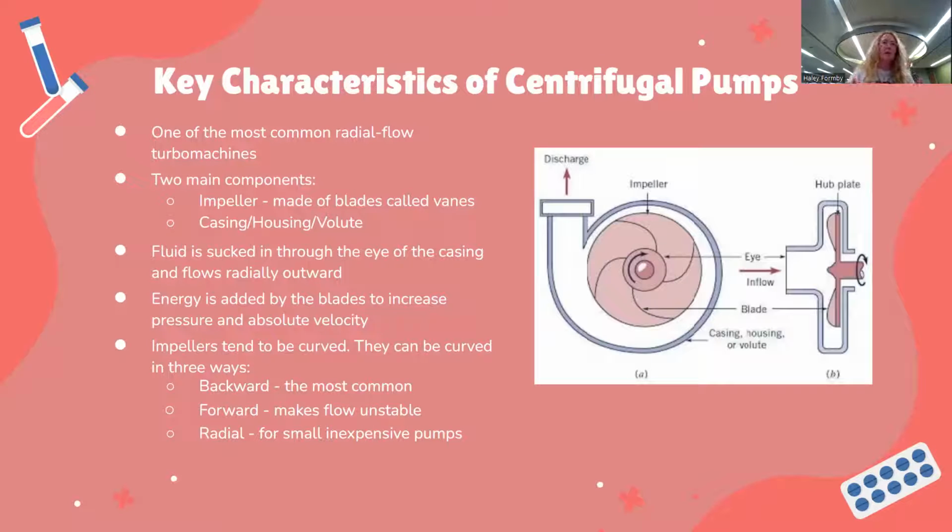Now, I want to make a side note. Their impellers tend to be curved, as you can see from the diagram here, and they can be curved in three different ways. The backwards kind is the most common. The forward impellers generally make flow unstable, so they're not used as often. And radial impellers are ones that are not curved. They're more straight, and they're for small, inexpensive pumps because they're generally not as good as backward impellers.